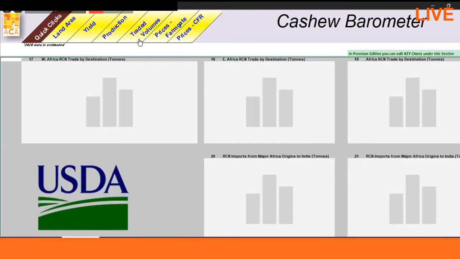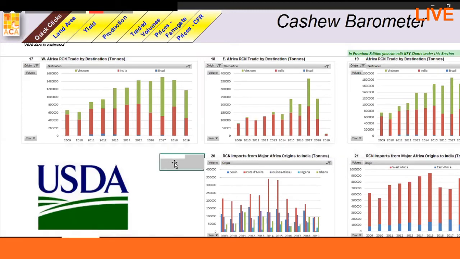Again, we can look at the traded volumes. So we have what volumes are leaving West Africa for certain destinations. So we know those countries or destinations which import raw cashew nuts from West Africa as well as East Africa, and then a combination of both East and West Africa. We also have the imports from major origins to India. So we take India particularly and look at which countries are supplying the bulk of the raw cashew nuts to India. Again, we do the same for the regional blocks, so not country specific, but West and East Africa.